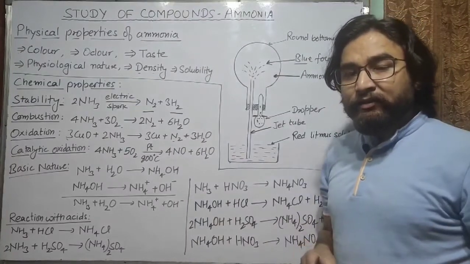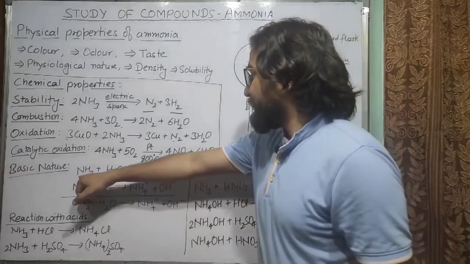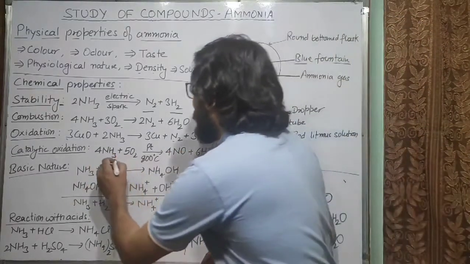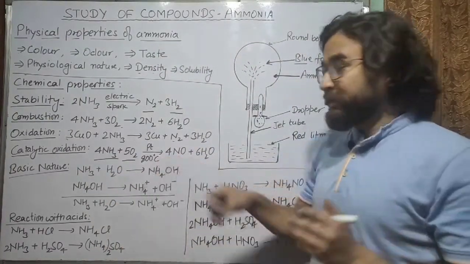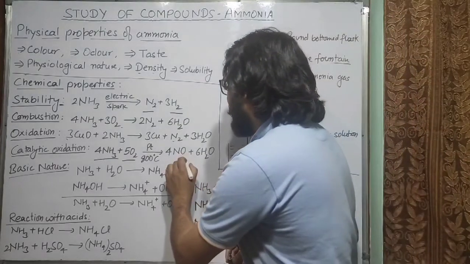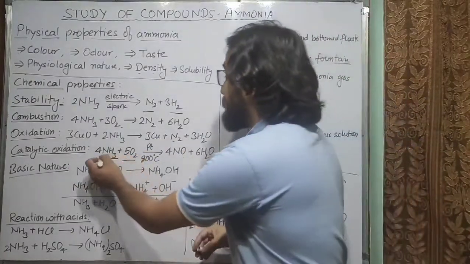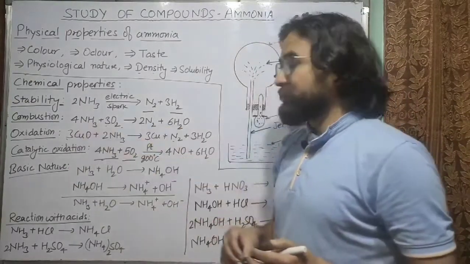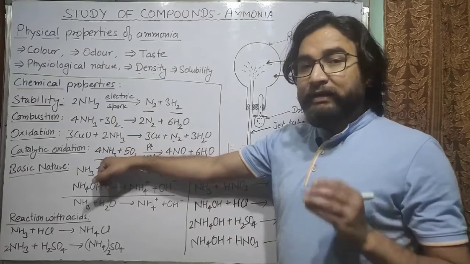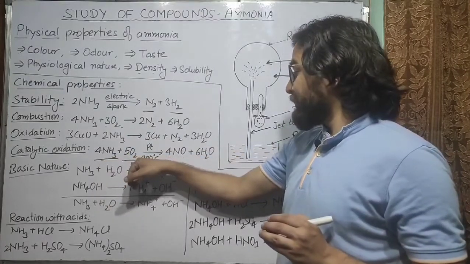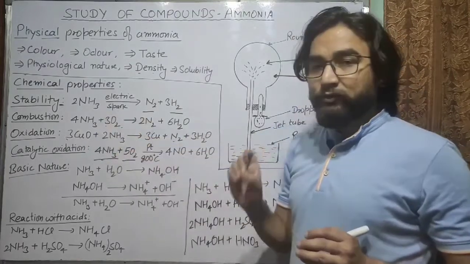The next is catalytic oxidation. So in catalytic oxidation we use platinum as catalyst. So catalytic oxidation takes place by heating ammonia with oxygen at about 800 degrees Celsius. So it will form nitric oxide along with water. So in catalytic oxidation you can see these two are different reactions. So in combustion, when it is burned, it will form nitrogen, but on catalytic oxidation in the presence of platinum it will form nitric oxide. So don't get confused with these two reactions.